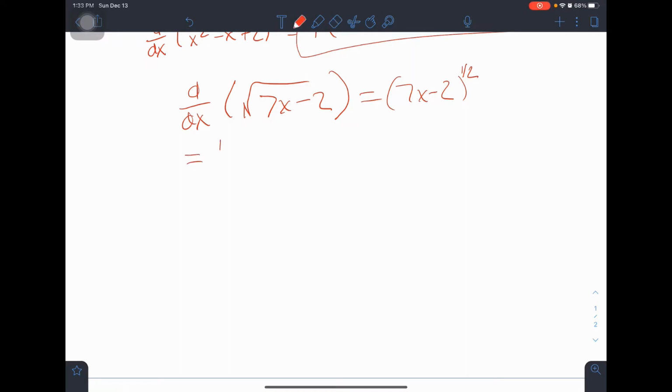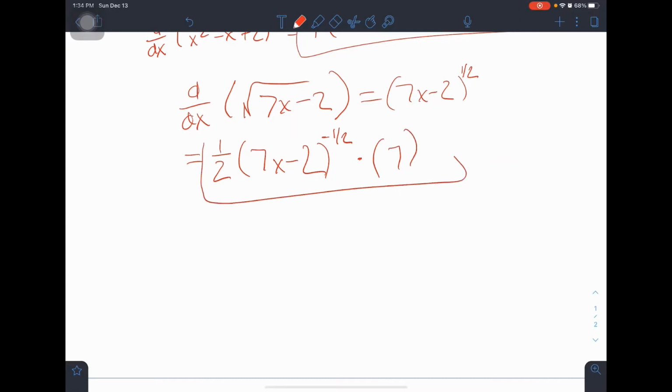So multiply the exponent by the number in front, which is 1, so 1/2 times g of x, which is the function inside, and then you subtract 1. 1/2 minus 1 is negative 1/2. Multiply by the derivative of g of x. In this instance, the derivative of g of x is 7, because the derivative of any constant is 0, and for 7x, x to the 1 minus 1 is x to the 0 power, which is 1, so 7 times 1. So it's just 7. So this would be our answer for the derivative of the square root of 7x minus 2.